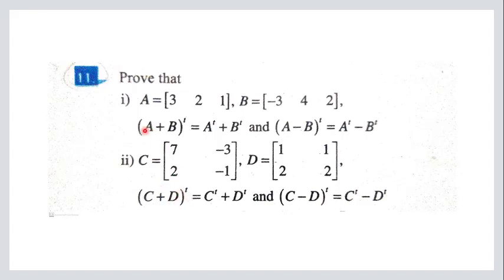First of all, we will take the left hand side, (A plus B) whole transpose. We will find out (A plus B) whole transpose. And then we will take the right hand side. We will first find A transpose, and then B transpose, and then we will add A transpose and B transpose together, and then we will verify that both sides' results are the same. Similar for the second part.